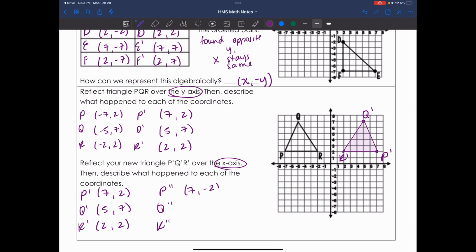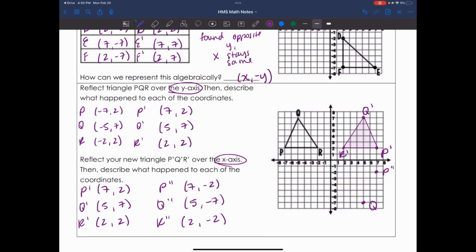So 7, negative 2. 5, negative 7. 2, negative 2. All right, so 7, negative 2. Got you, P prime prime. 5, negative 7. Got you, Q prime prime. And 2, negative 2. Last one, R prime prime. Again, I don't know if that's what they're called. That's just what I'm calling them. Should probably look that up. But there we have it. That's it.